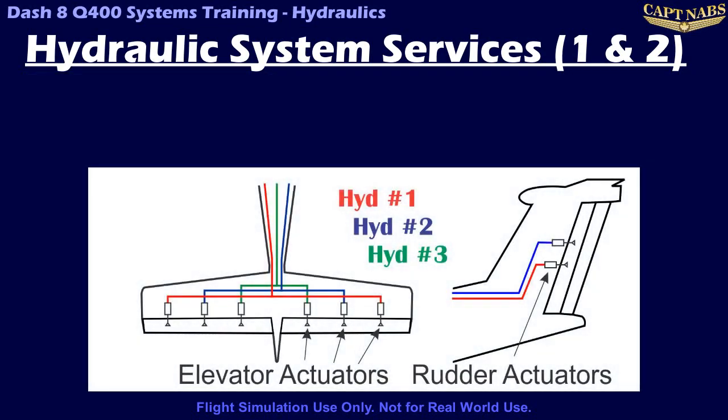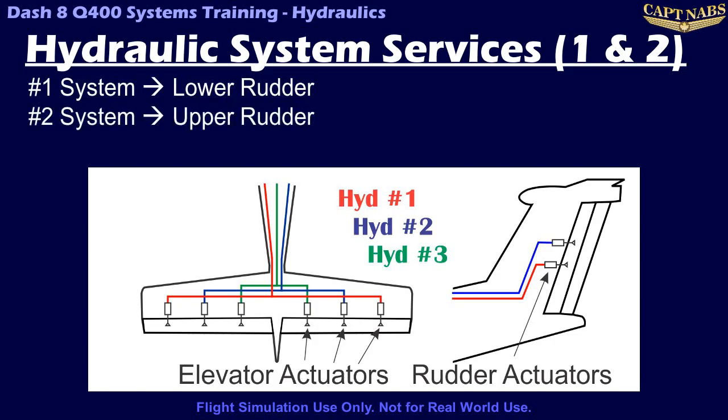Note that both primary systems control the rudder and elevators, and in fact System 3 also actuates the elevators as well in an emergency. In these cases, the systems do not connect in any way. The systems simply drive different actuators on the same surface. For example, the number 1 system drives the lower rudder actuator, while the number 2 system drives the upper rudder actuator. To help you remember this, think about number 1 being the lower number.